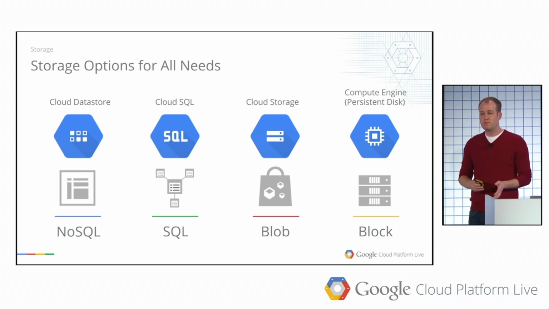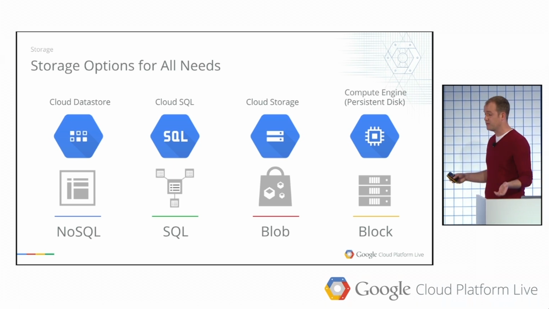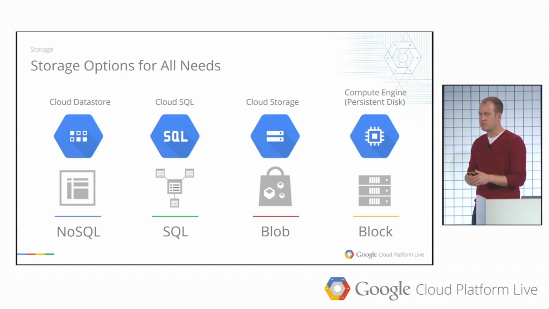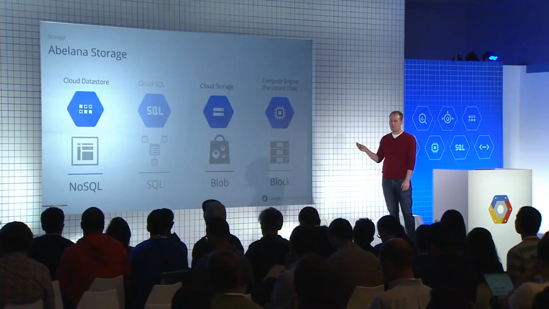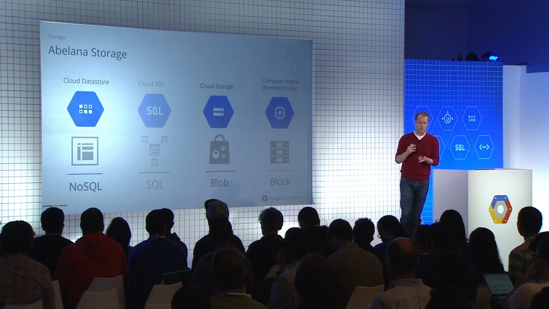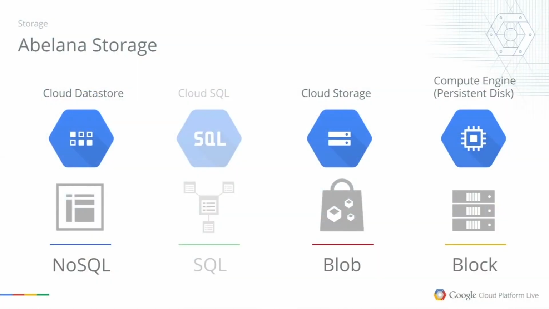We have our blob storage service, Cloud Storage, which is used for uploading binary files, large amounts of data, or serving static websites. And then we finally have our block storage option running under Compute Engine called persistent disk, which is basically just storage for virtual machines. And we have a few different options for you to decide what type of persistent disk performance you need from your application. And the Abelana app uses 3 of these, so we're going to be covering Cloud Datastore, Cloud Storage, and persistent disk over the course of the day today.